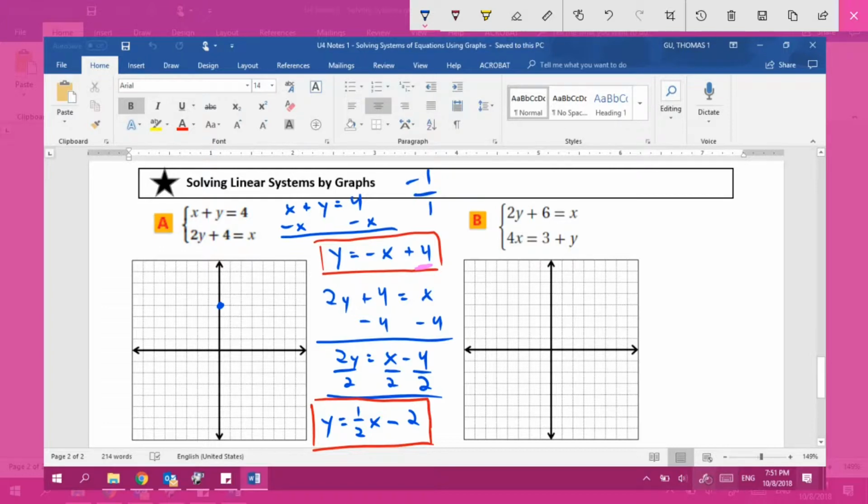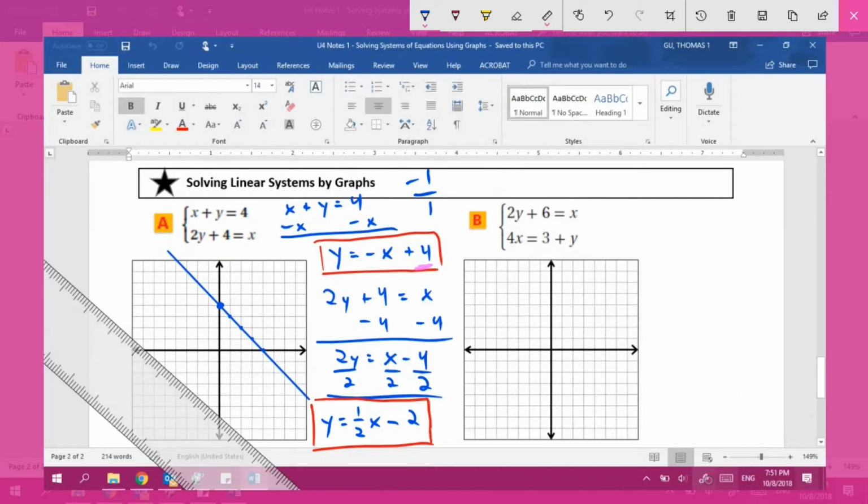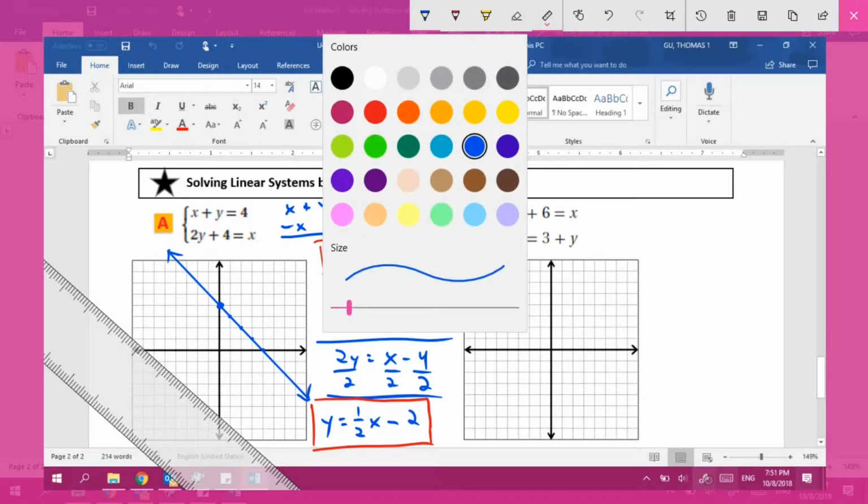And remember, our slope is rise over run. So we're rising -1. That means going down 1 and then over to the right 1. So I'm going to do that over and over. Down 1, over to the right 1. Down 1, over 1. Down 1, over 1. And then we connect the points. And then our second line, I'm going to use the maroon.